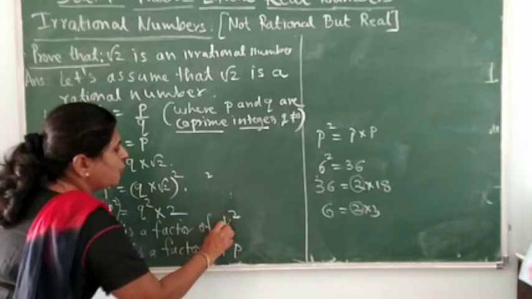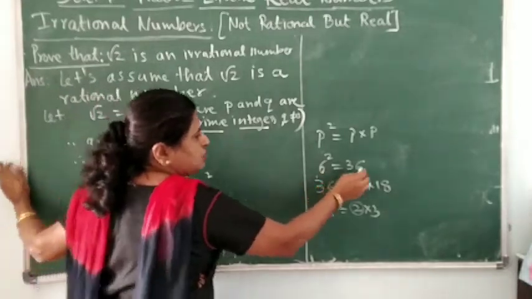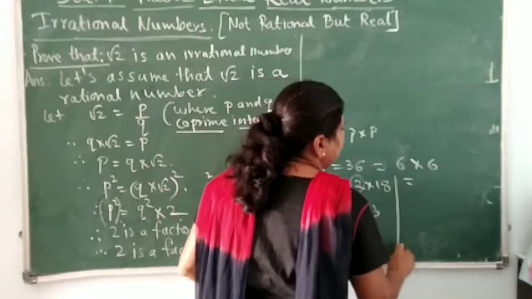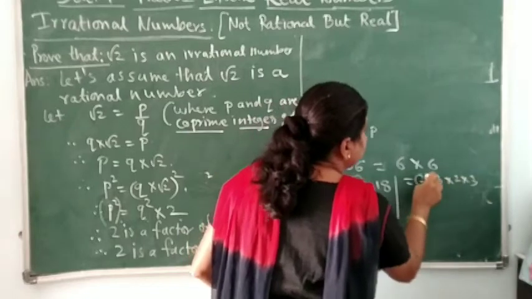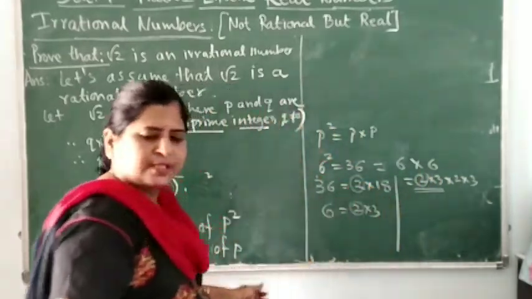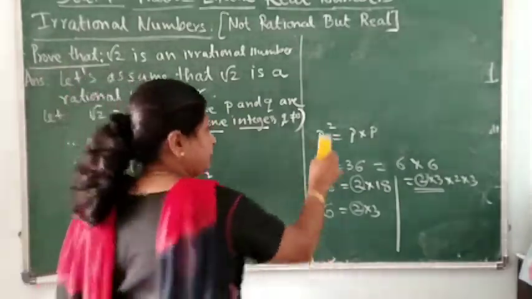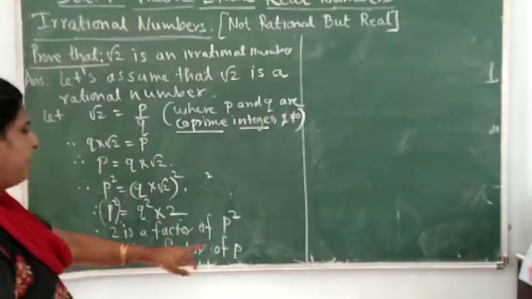Because p square is what? t into p. So here, if it is going to be a factor, 36 is what? 6 into 6. You can understand it like this also: it is 2 into 3, 2 into 3. So if 2 is a factor of 36, 2 is a factor of 6 also. Means if 2 is a factor of p square, 2 is a factor of p also. Okay. So we have proved that 2 is a factor of p.